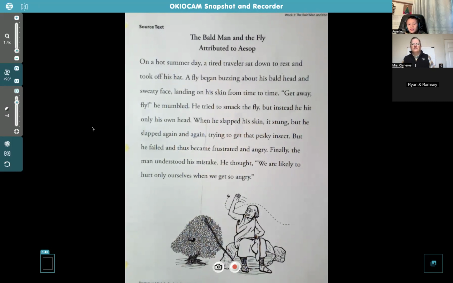I mean, it's not realistic to think that we'll never get angry, because anger is part of our lives, right? Sometimes we get angry, and that's not a bad thing. It's what we do with that anger that matters.